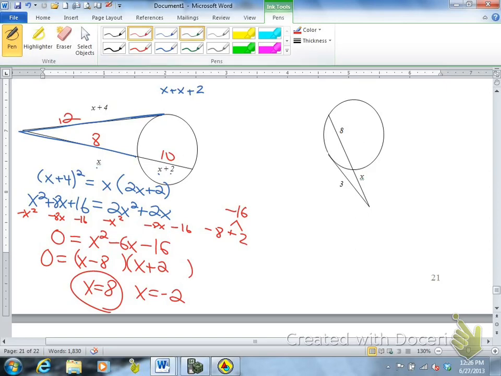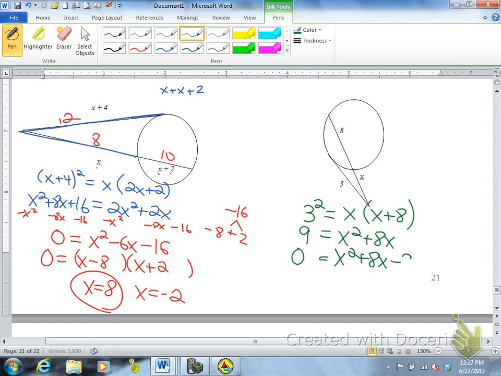Okay, on the next one, we do the same thing. We take the 3 squared, the tangent 1 squared, equals x times the length x plus 8. And simplifying this, we get 9 equals x squared plus 8x. Set it equal to 0 so you can factor. 0 equals x squared plus 8x minus 9.